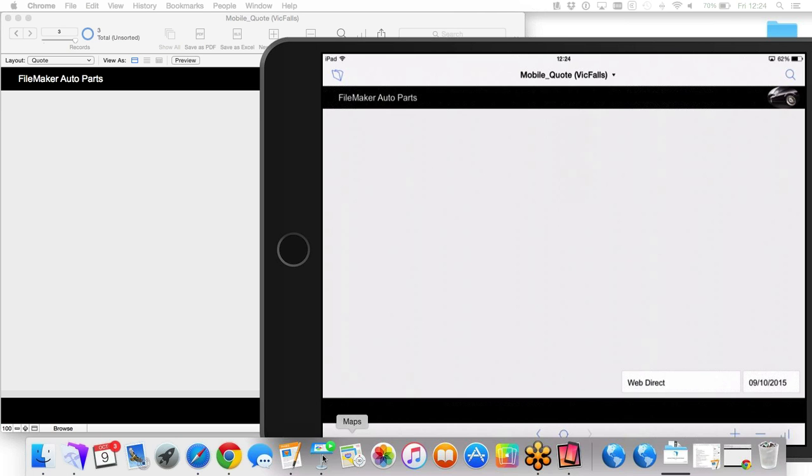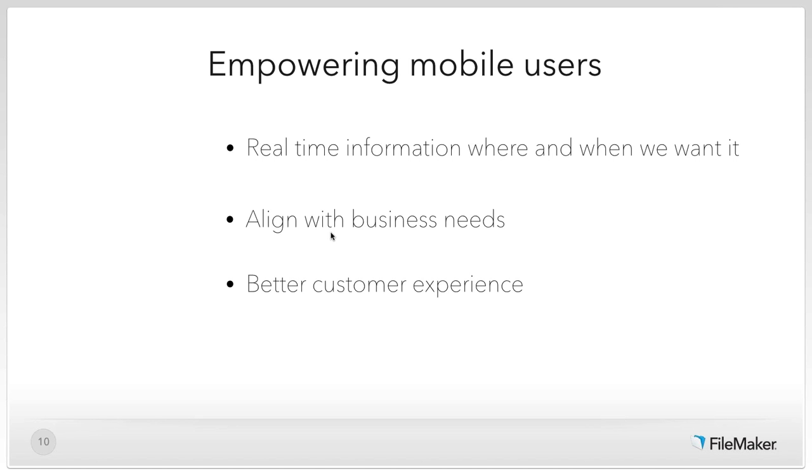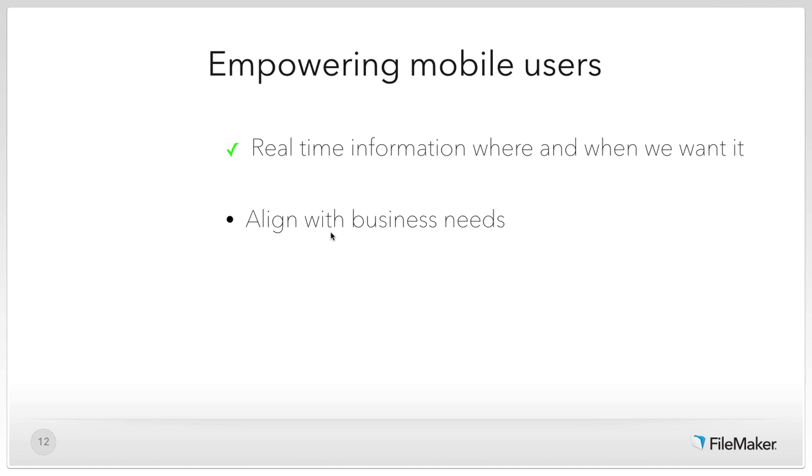So let's just quickly go back to the keynote and see what things we have to tick off, how we can get Mike out the door in another 35 minutes or so. So the first thing we want to do is real-time information, where and when we want it. Well, I think we've cracked that. I'm not saying that it's very rich, I'm not saying that we've seen a lot of information, but we were able to create a new quote, a new record, and we were able to see it real time wherever and whenever we wanted to see that. So I think we've cracked that.